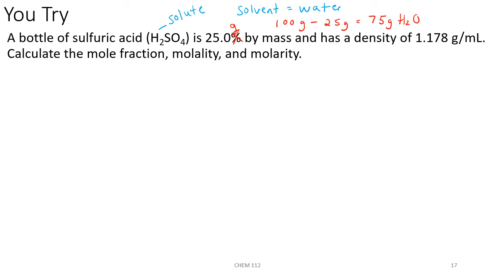First, let's calculate our mole fraction. In order to calculate our mole fraction of our H2SO4, we're going to have to do some unit conversions first. We're going to need the moles of our solute, which is our H2SO4, divided by our moles of water plus our moles of our solute sulfuric acid.